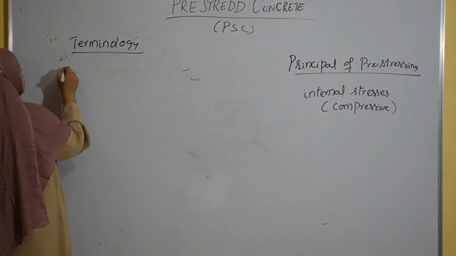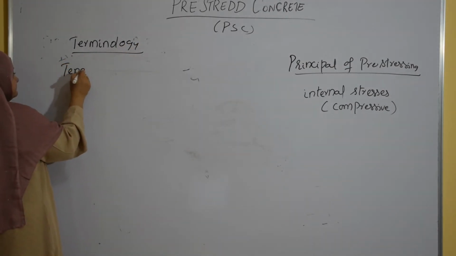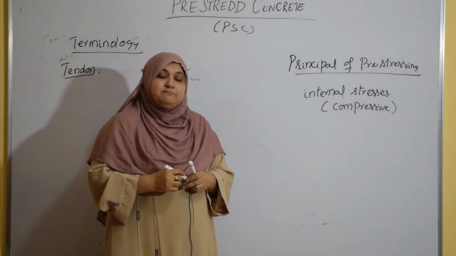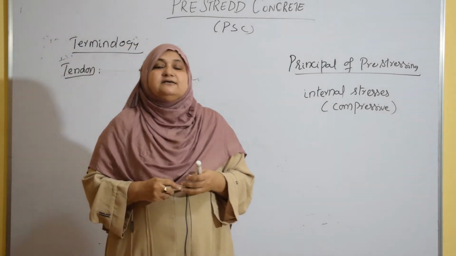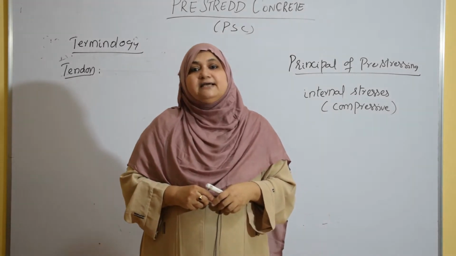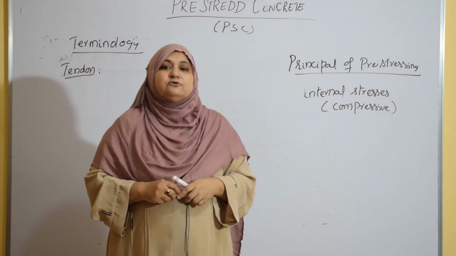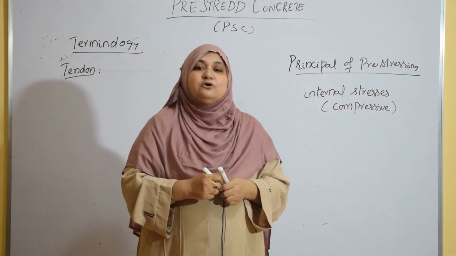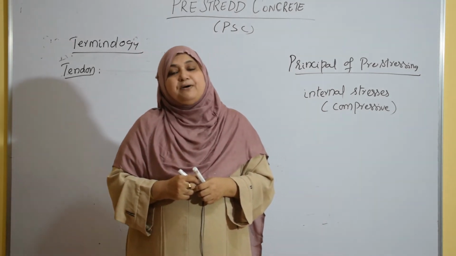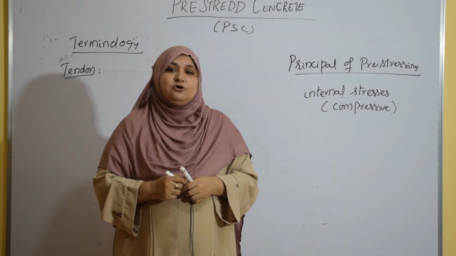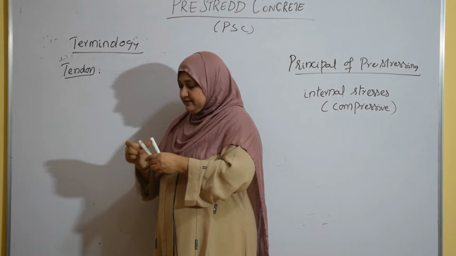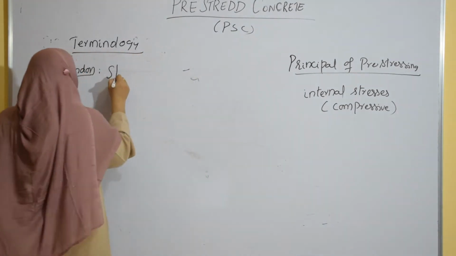Okay, so first is tendon. What is tendon? Tendon is not a simple steel bar. It is a stretched element used in concrete member. It is a stretched element used in concrete element to impart pre-stress to the concrete. Right? Tendon is a stretched element.